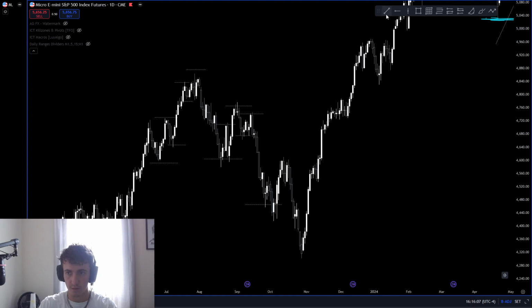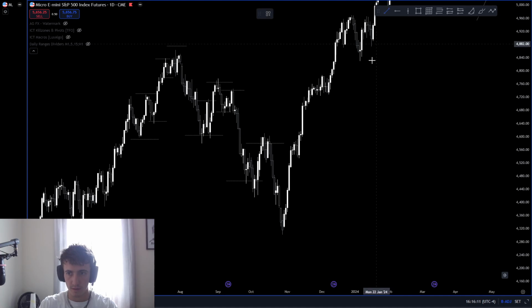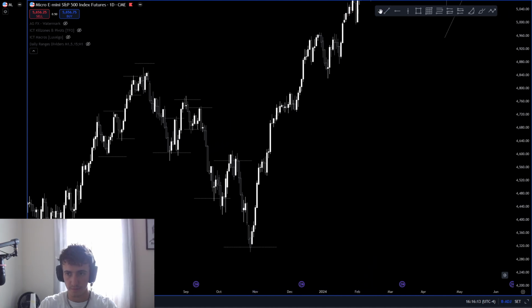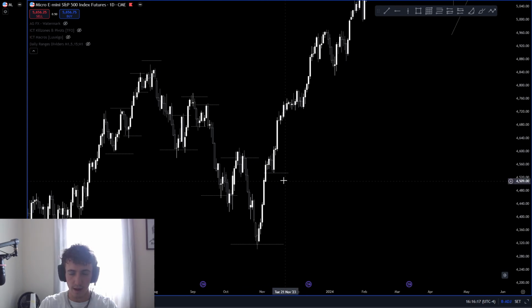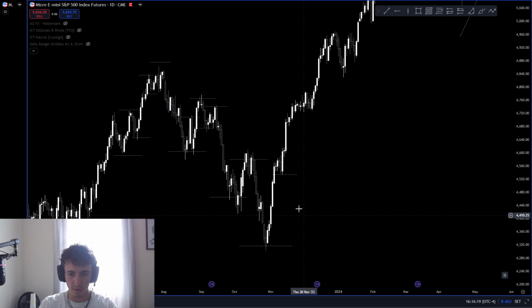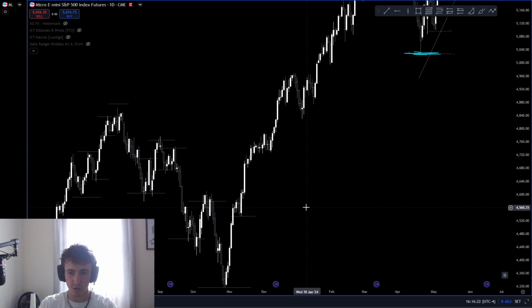Lower low, higher low, or lower high, lower low. Now what do we have here? Lower high, higher low, I mean. This is a lower low, higher low. We broke structure, we're going to the upside.